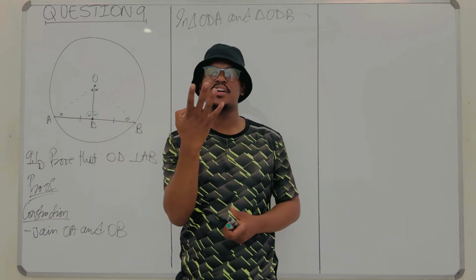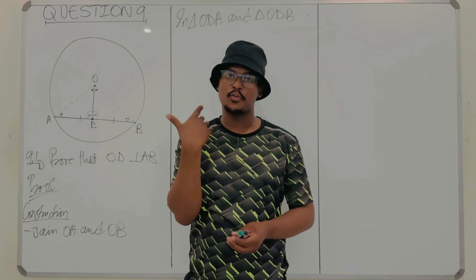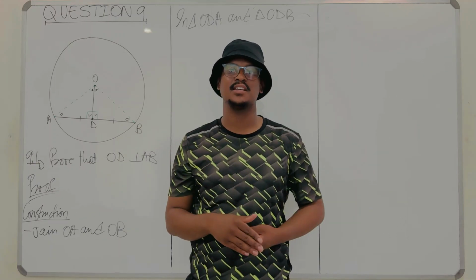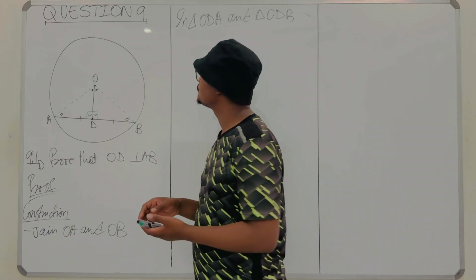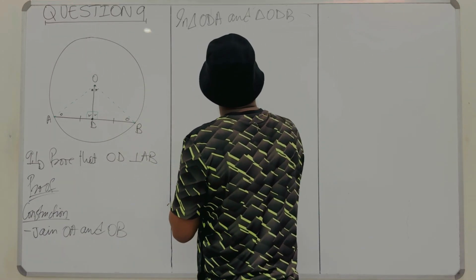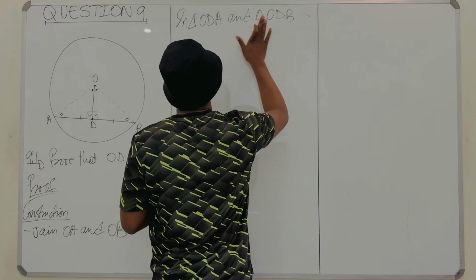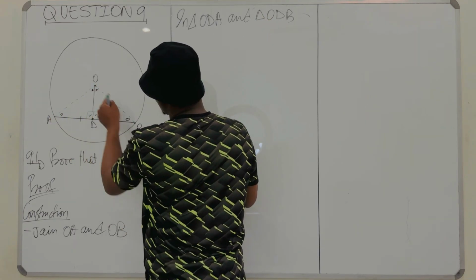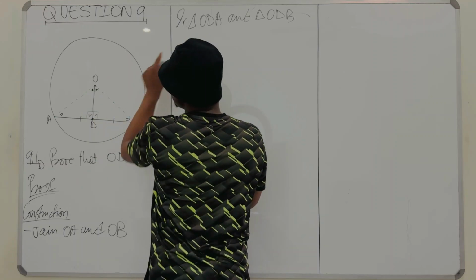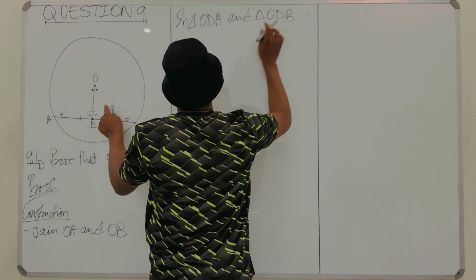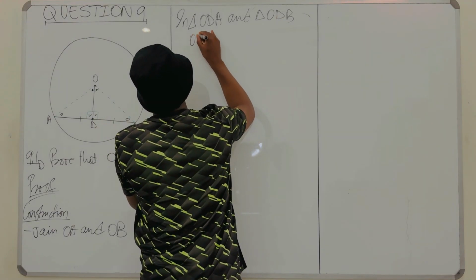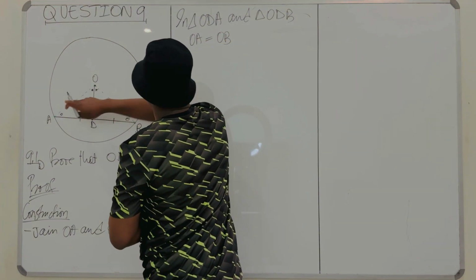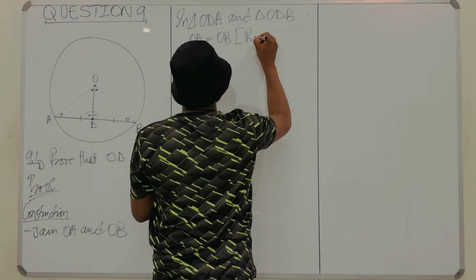You know we have 4 criteria that you use to prove that triangles are congruent. I did teach congruence. Go to my past videos if you are unclear. Right? Fine. So in triangle ODA and triangle ODB, I can say OA is equal to OB, which is OA of my first triangle is equal to OB of the second triangle. So I'm saying this side is equal to that side. Why? Because these are radii.